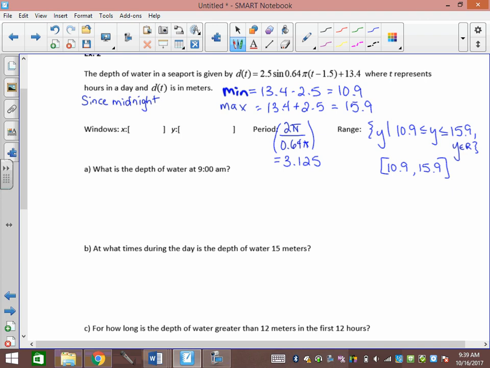Okay. What's the depth at 9 a.m.? So is that t or d(t)? t. And how many hours is that? 9. So we could plug it into the formula and get an answer, or we could go second trace value 9, enter. Or because it's a whole number, we could go to the table of values and look at the y. There's so many options when it's a nice 9. If it was like 9.375, then your best bet is to either plug it in or go second trace value.